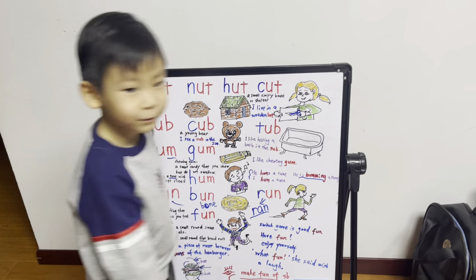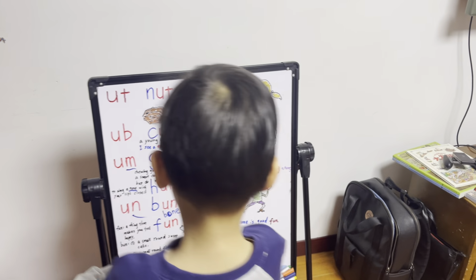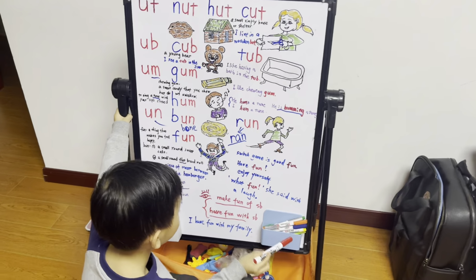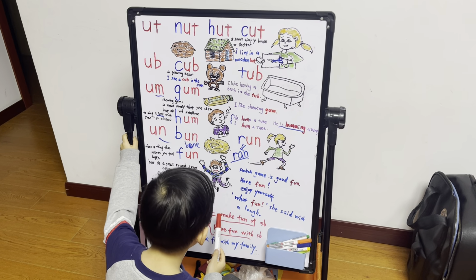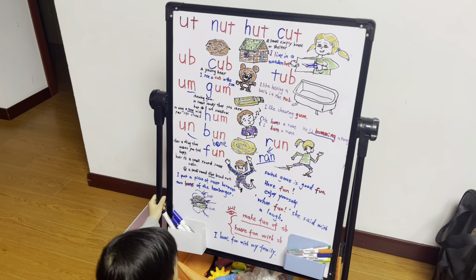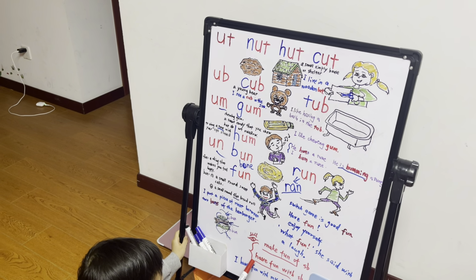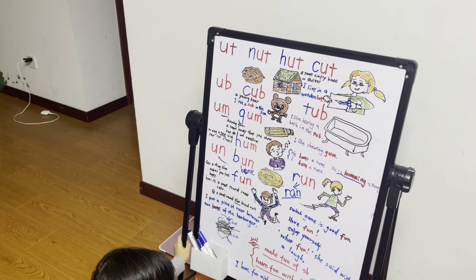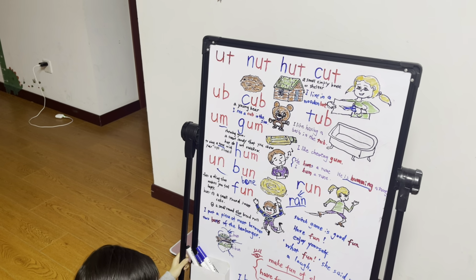Fun. Okay. Remember the last two fixed phrases. Read these two. Make fun of. My grandpa makes fun of me. I have fun with my family. Have fun with somebody. I have fun with my family. So it means I do things very happily with my family.